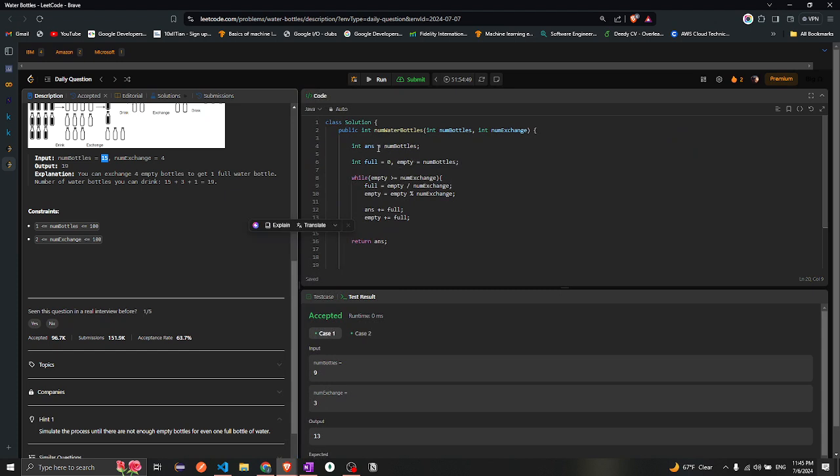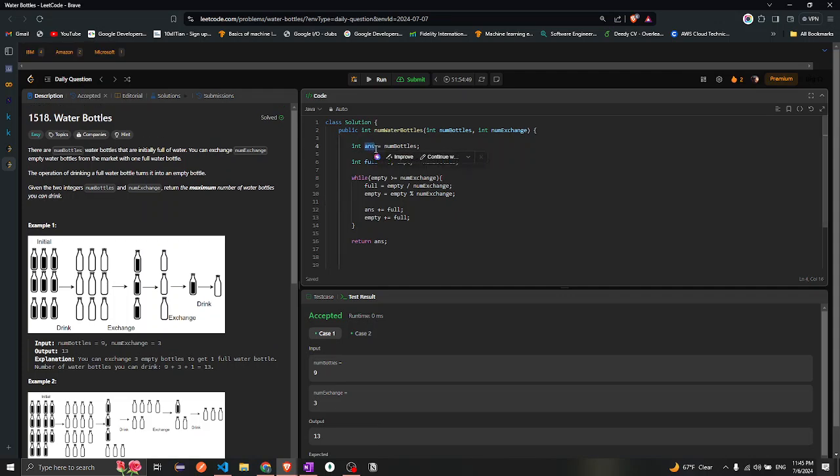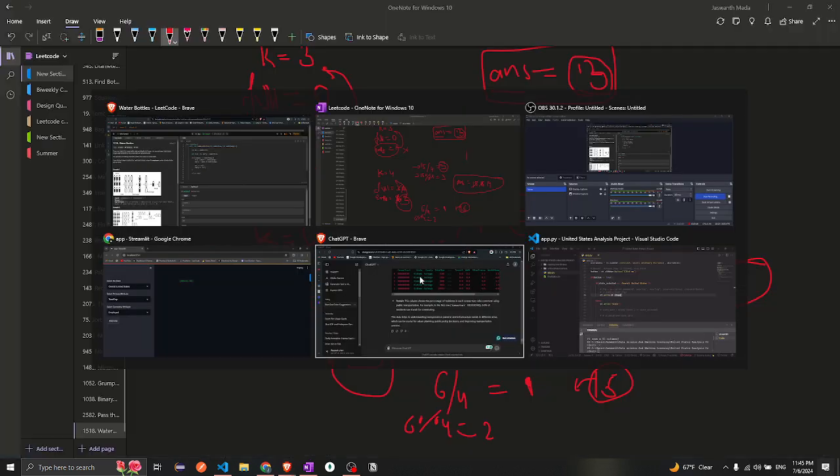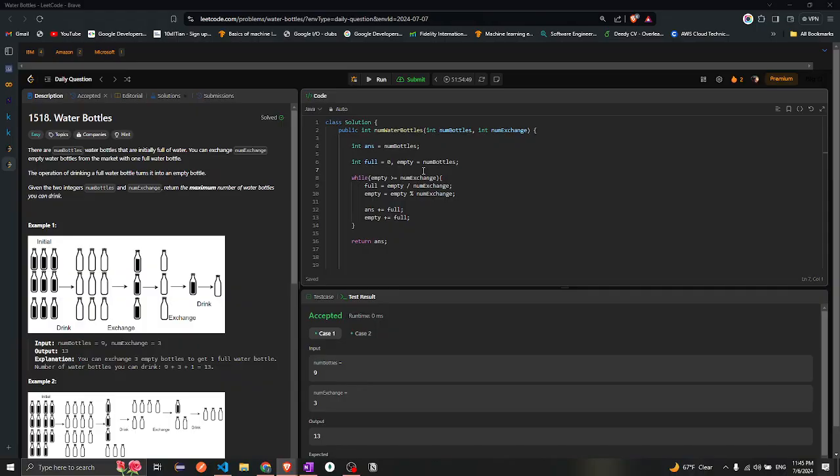Initially, as I said, I took ans as my answer variable, and initially I'm storing the number of bottles in my answer. That means I drank all the bottles initially. So my number of full water bottles will become 0, and my number of empty will become the number of bottles that I have. Now, while my empty bottles are greater than or equal to the number of exchange, if I have enough empty bottles, I can exchange, right? So as long as my empty bottles are greater than or equal to the number of exchange, I'll perform this loop.